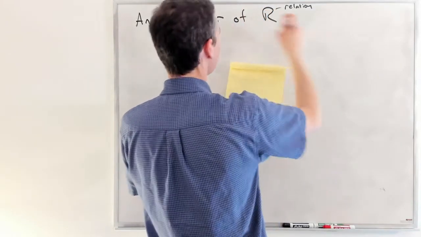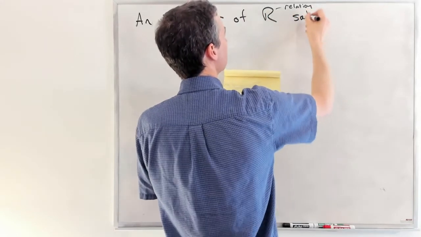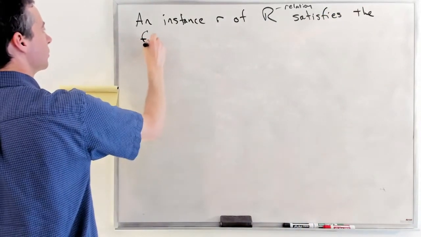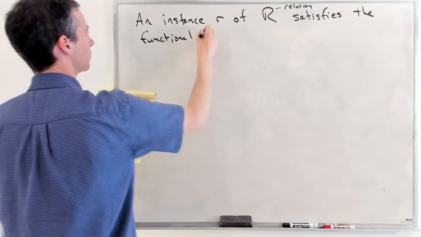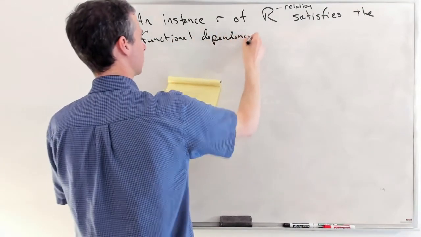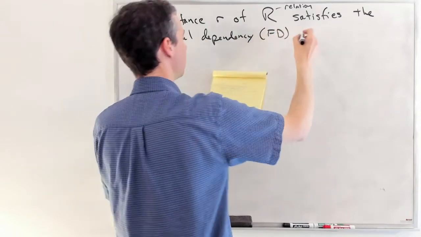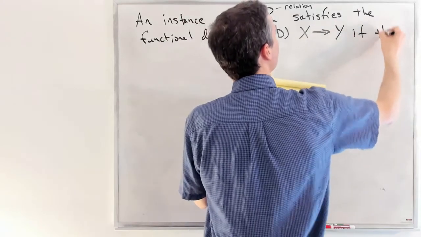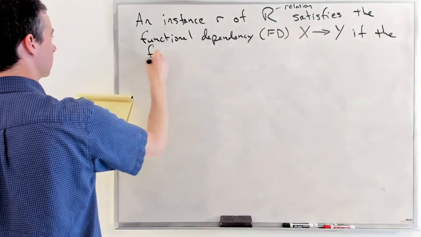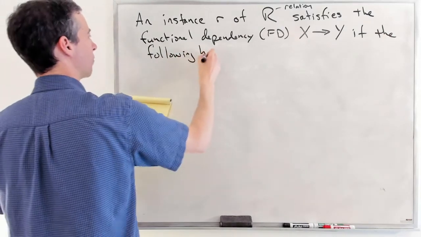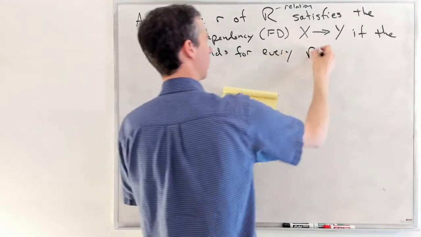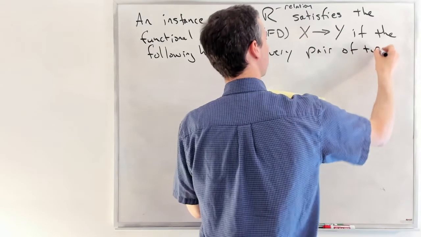So an instance r of R satisfies the functional dependency, again abbreviated FD, drawn with X to Y, if the following holds for every pair of tuples.